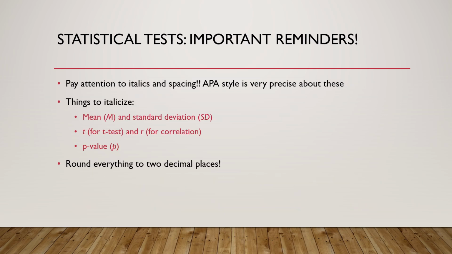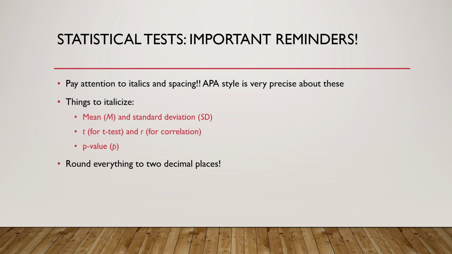When you are doing these statistical tests, it's also important to remember to pay attention to italics and spacing. APA style is very specific about what you italicize, which should always be those statistical notations for mean and standard deviation, represented by M and SD, as well as whenever you're doing a t-test or an r, you have that t and r italicized, and then your p-value, the exact letter p, is italicized. You should never italicize any numbers themselves, just the letters that signify statistical tests.